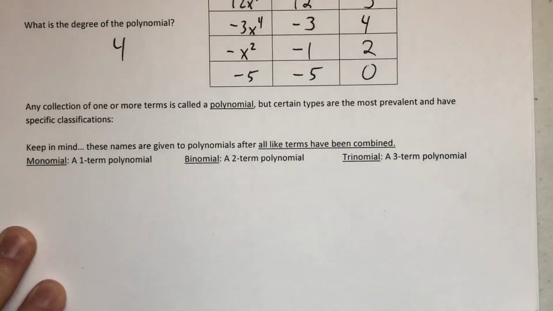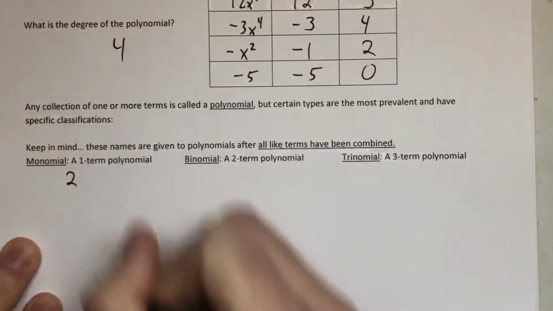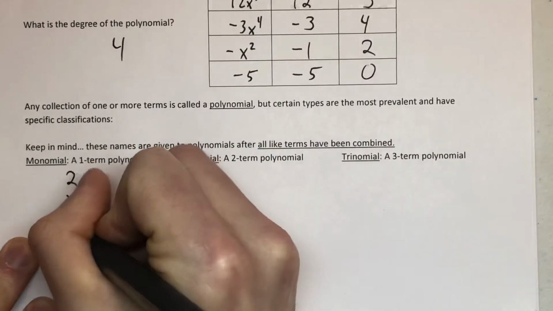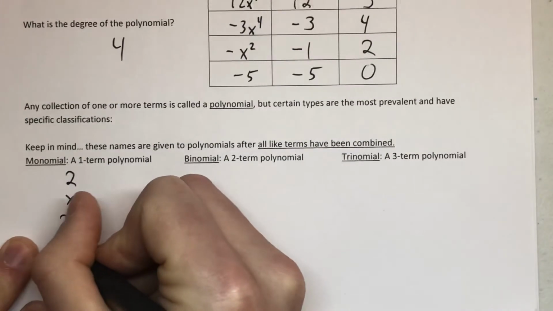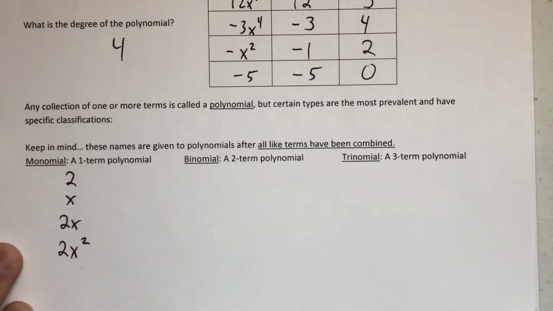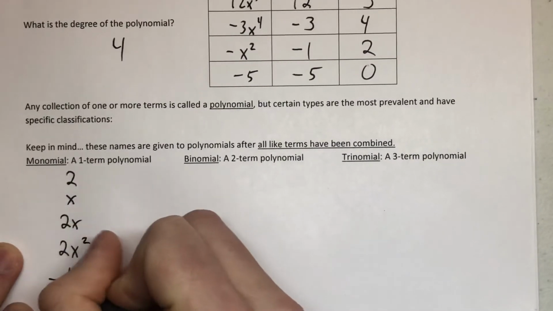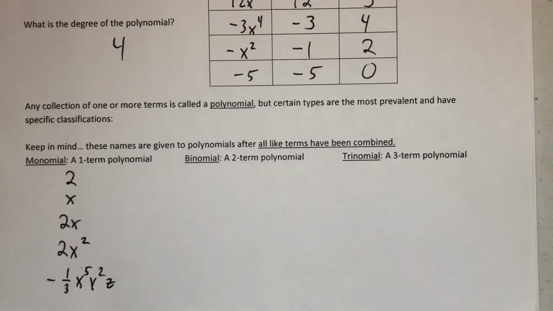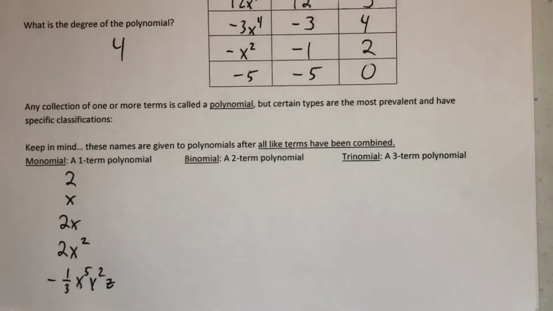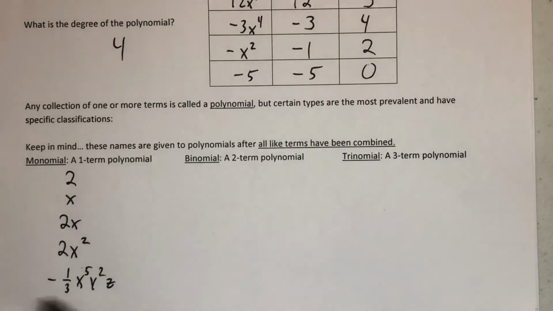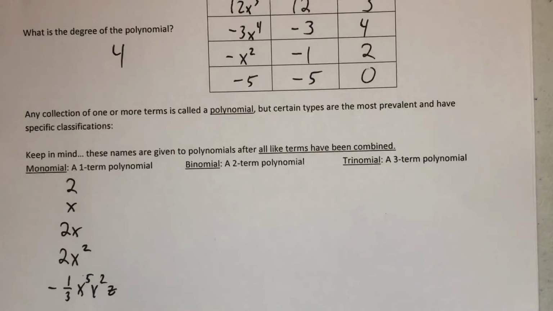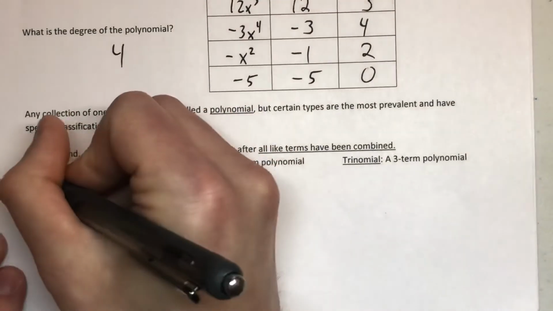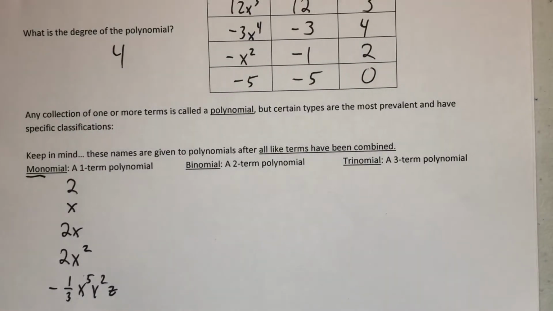But just as a reminder of what things could be a term. It could be a number, it could be a variable, it could be a number and a variable, it could be a number and a variable and an exponent, it could be anything. It could be negative 1/3 x to the 5th y to the 2nd z. It's stuff combined through multiplication, right? There's no addition or subtraction separating things in there. That's 1 term. Read it left to right, you see all multiplication. That's a single term, so we call that a monomial. Mono for one, or single.